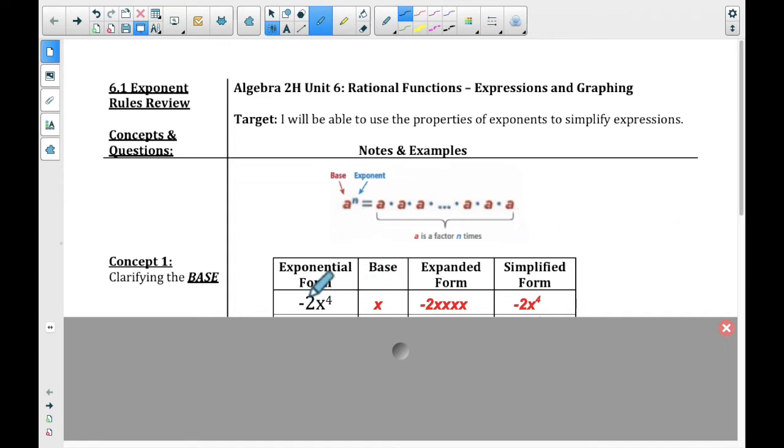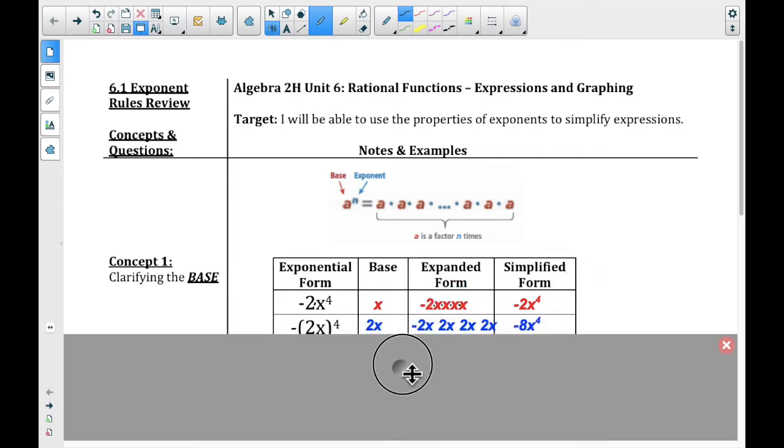So for instance, that's important because where the negative is and also where the power is make a difference. And so in this case, this 4 is really only on that x. It's not on the 2 or the negative 2. So the negative is like separated out, and then it's just each of these x's multiplied together. And so we can see we have 4 x's. We still have our negative. We still have our 2. So that's negative 2x to the 4th.